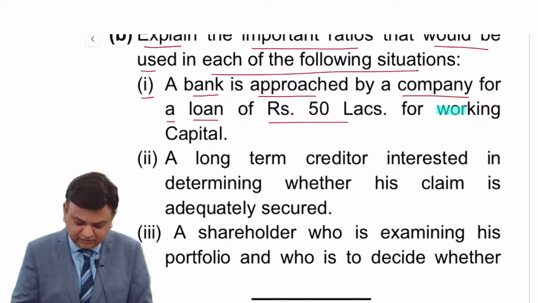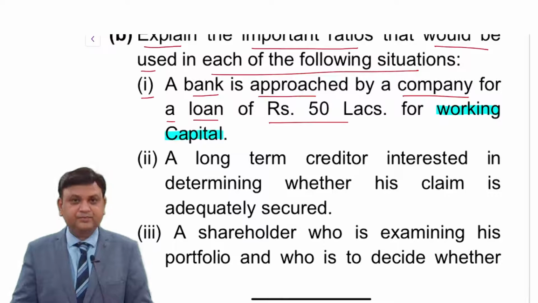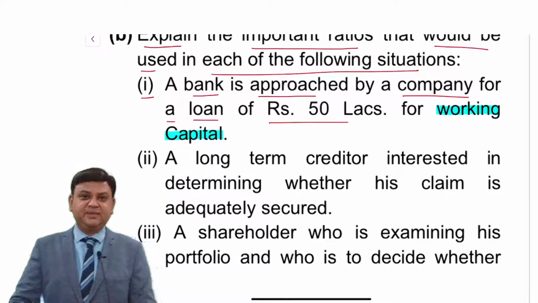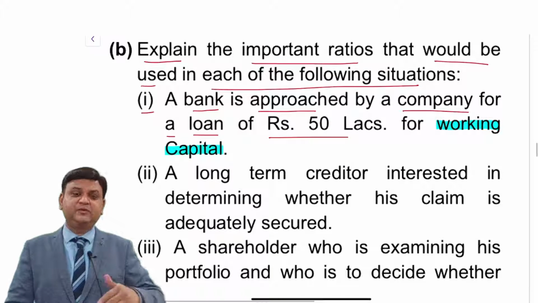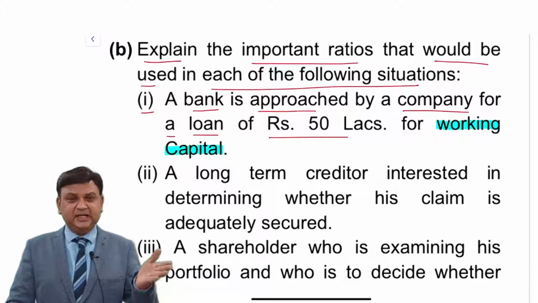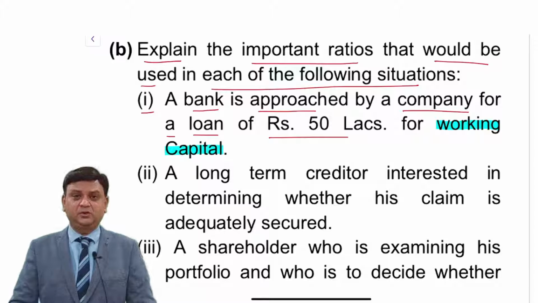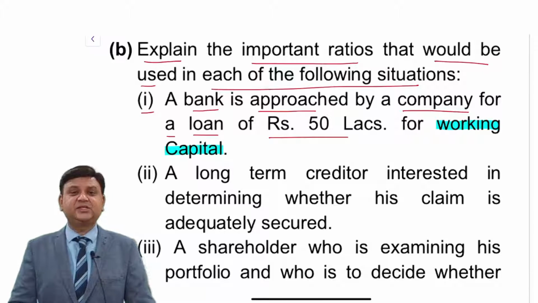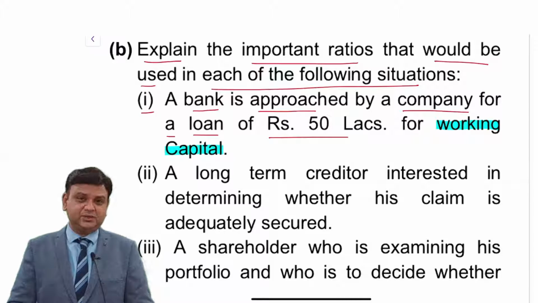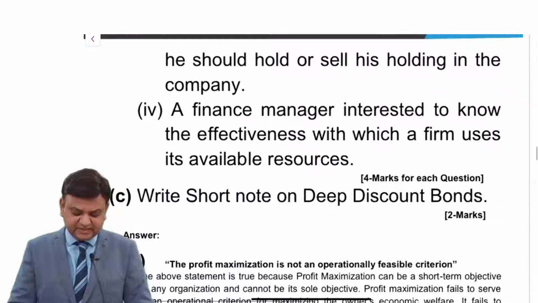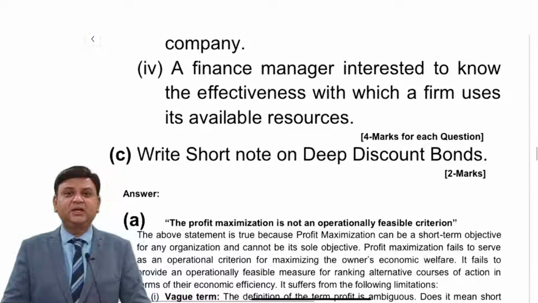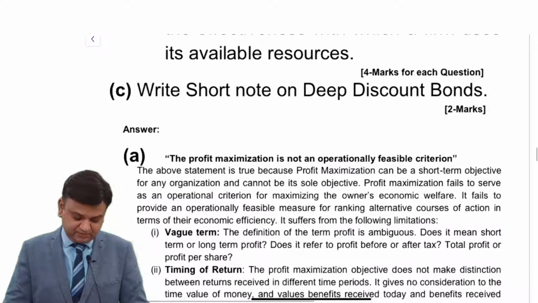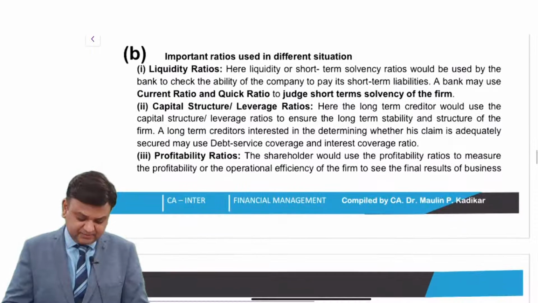Highlight the portion for working capital. So let us say that we are a bank and we have been approached by one of our clients, and that client wants the working capital loan. Then in that case, which ratio would we like to check? We can say that we would mostly be checking the liquidity ratios. Why? Because it is about the working capital loan. Let us read the answer.